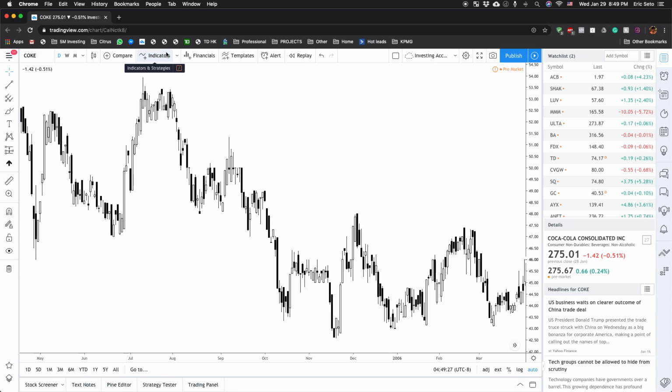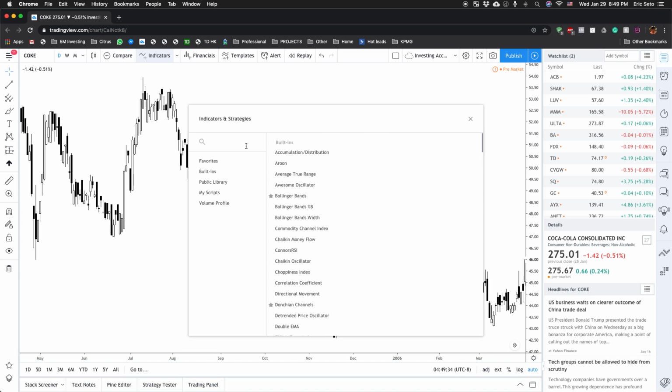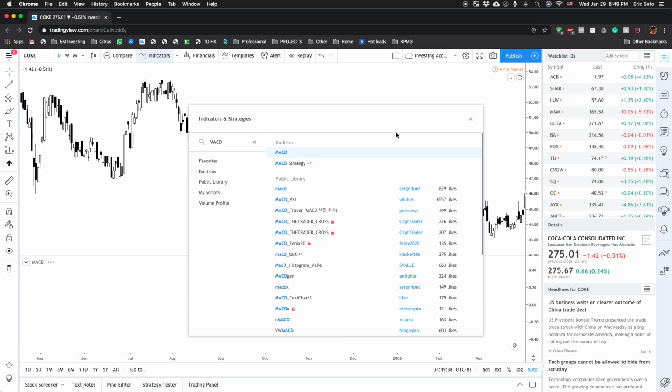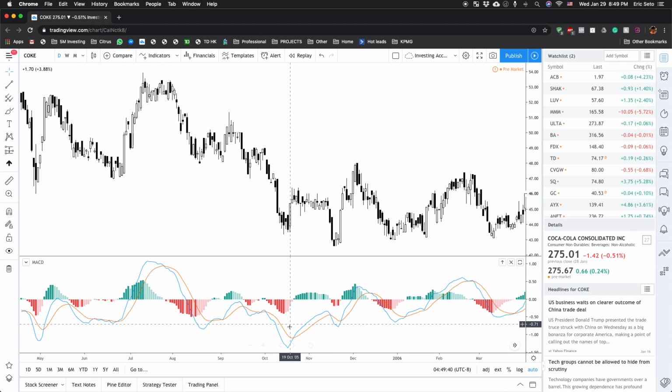Okay. So I remove all the indicators that I currently have. So I'm going to add a common indicator such as MACD. In this case, once you add it, then you'll see the indicator down there. And for MACD, there are a couple of strategies.